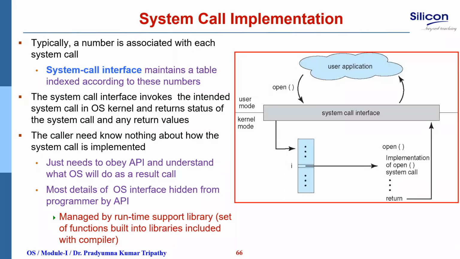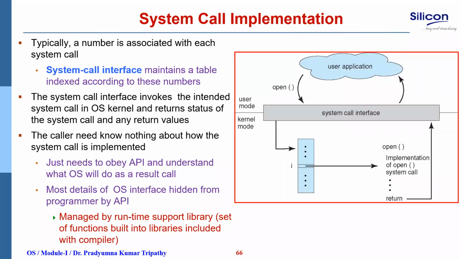If I am reading a file, it should return how many bytes I have read. If I am opening a file, it should return whether the file is opened or not. If I am deleting a file, it should tell me whether it was successfully deleted or not. So the user is interested in the response rather than how it is being done. Correct? So it just needs to obey the API and understand what the operating system will do as a result of the call. Most details of the operating system interface are hidden from the programmer by the API.